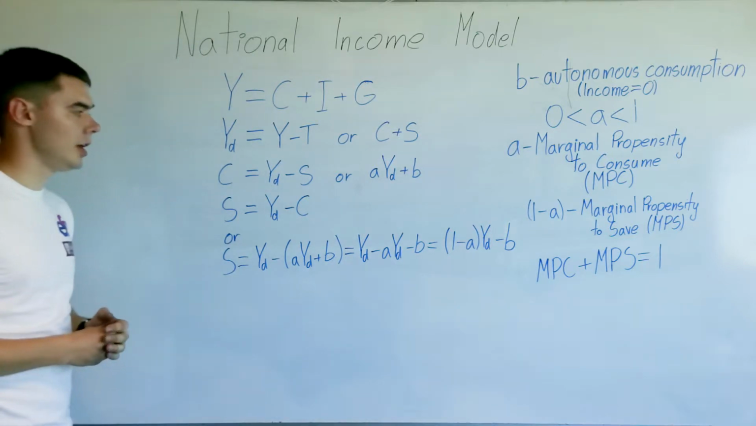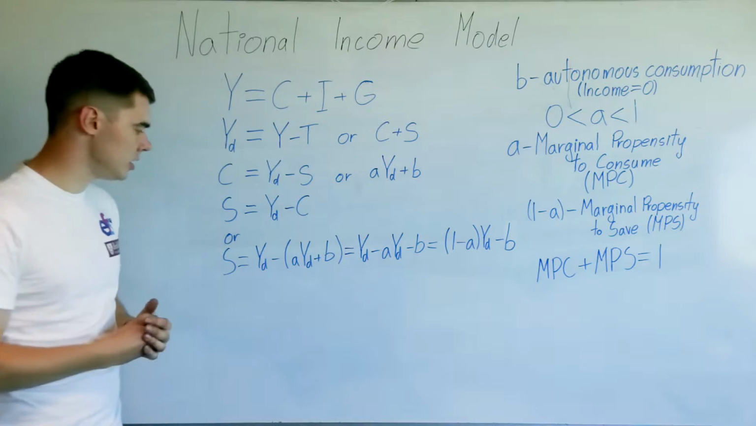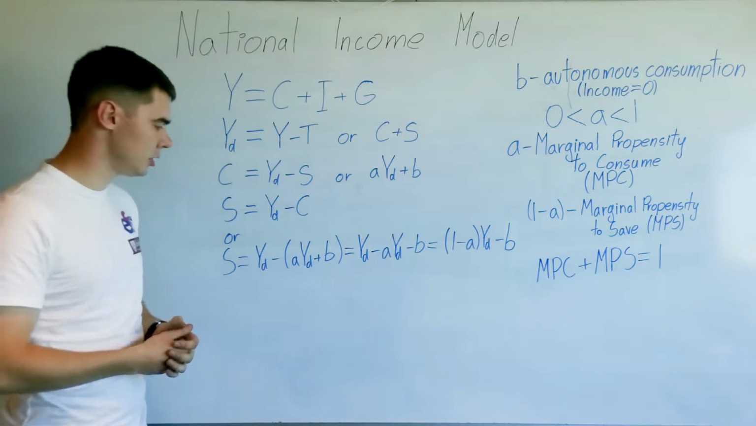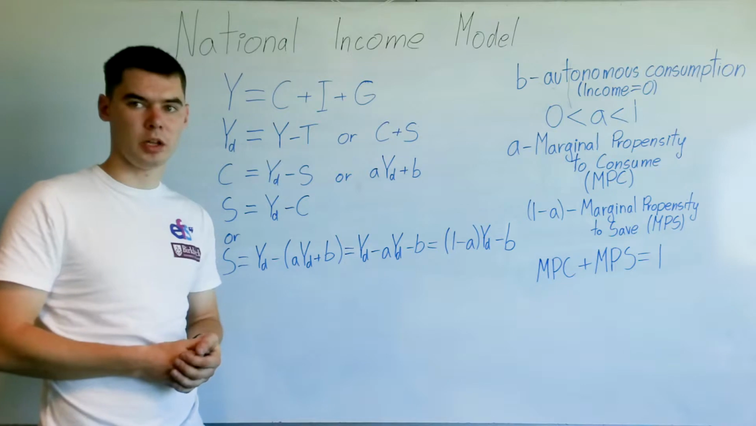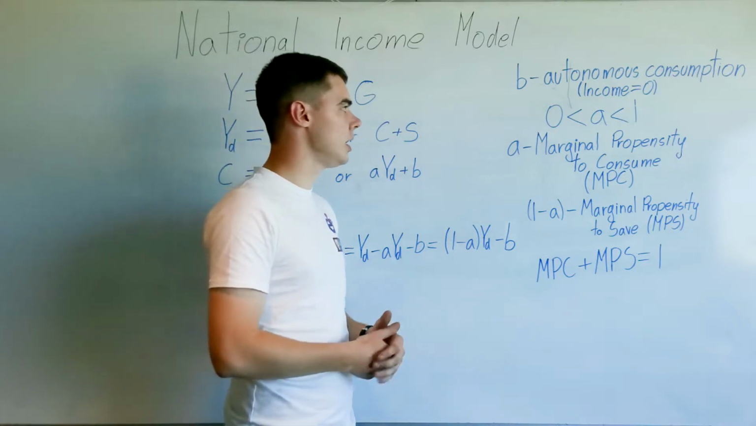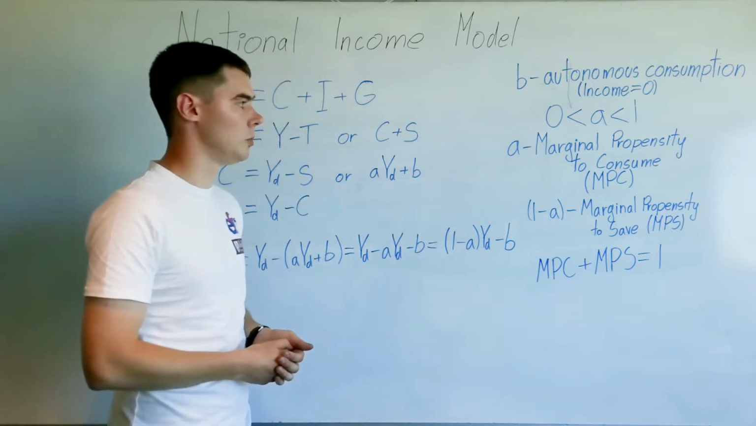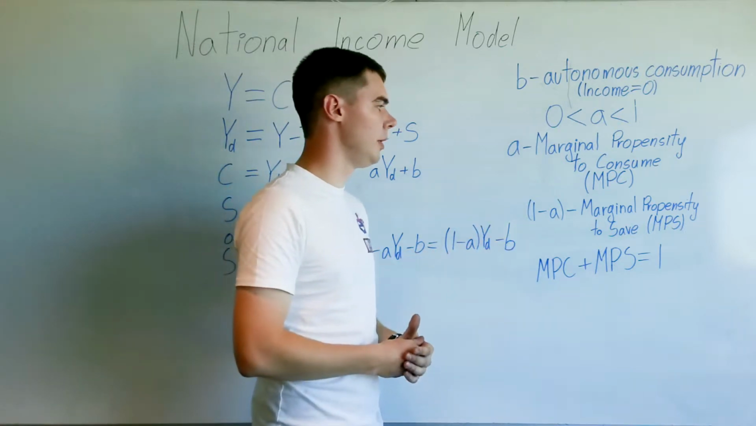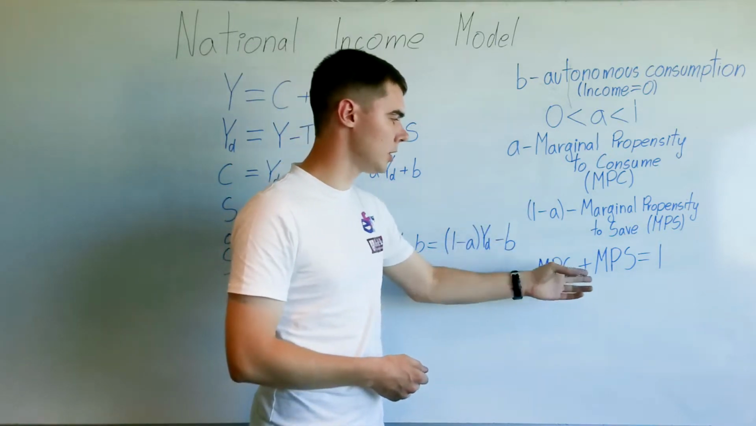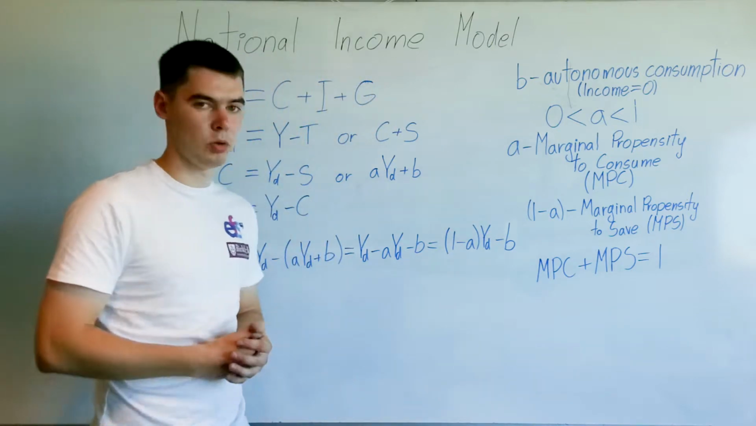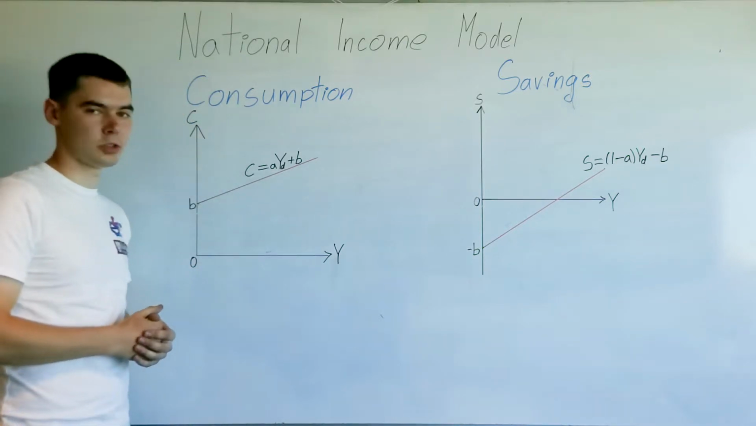Given that, savings can be expressed as disposable income minus consumption, or S is equal to disposable income minus A times disposable income plus B, which can be rewritten as 1 minus A times disposable income minus B. As A takes values between 0 and 1 and is expressed as marginal propensity to consume, 1 minus A will be marginal propensity to save, and given that, marginal propensity to consume plus marginal propensity to save will always be equal to 1.